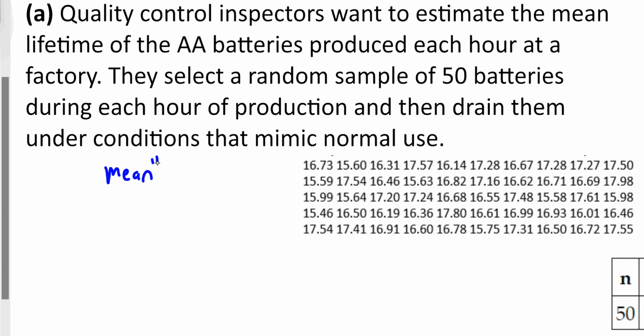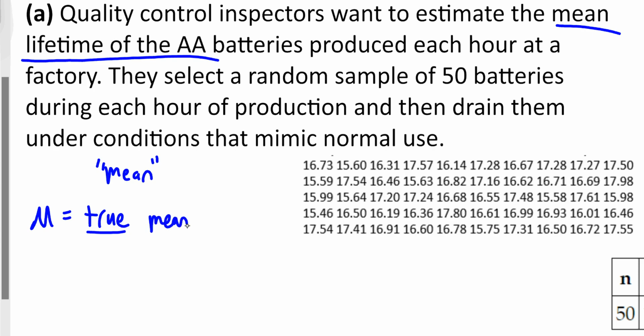So we are looking at the mean here. It's the mean lifetime of these batteries, and that's where it says right here. So we're going to be looking at mu, which would be the true, and this word is going to be important. I want you to use this anytime we're talking about the parameter. It's the true mean lifetime of AA batteries.